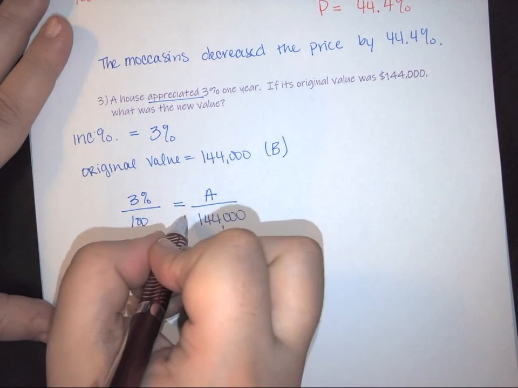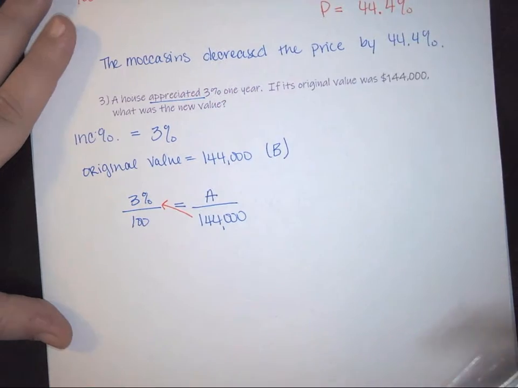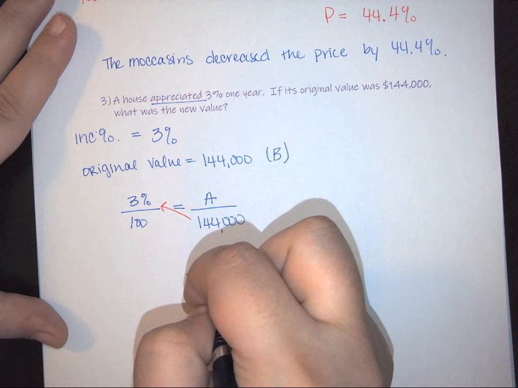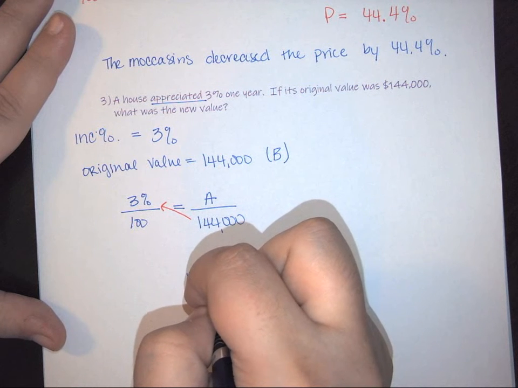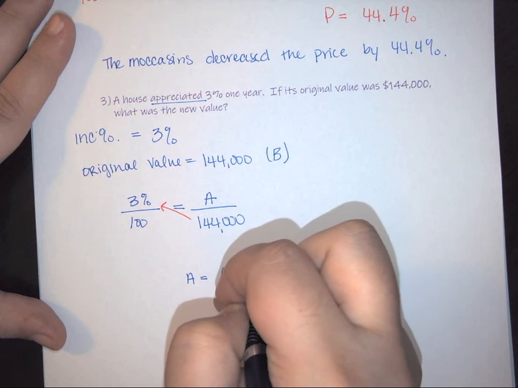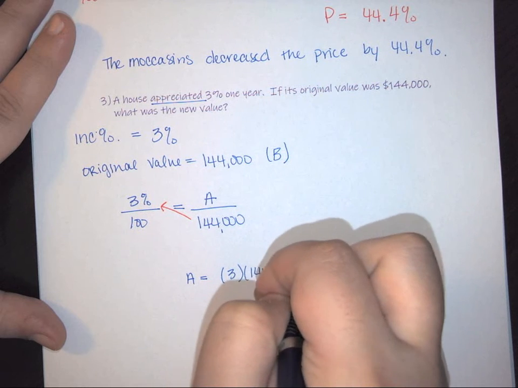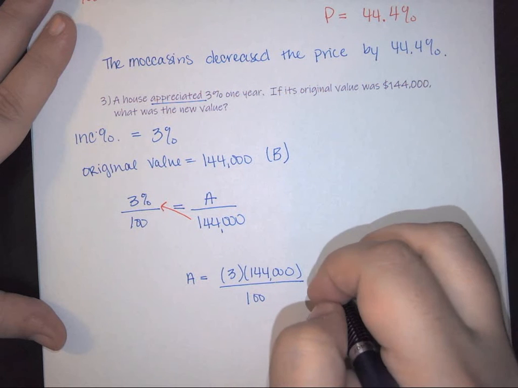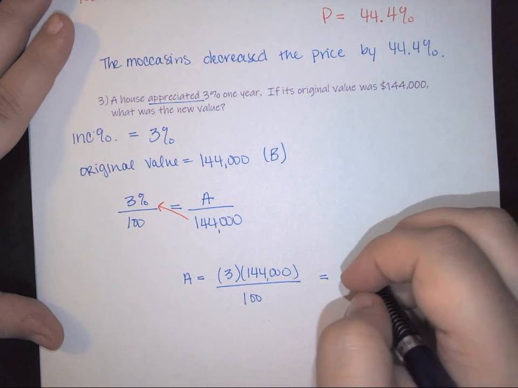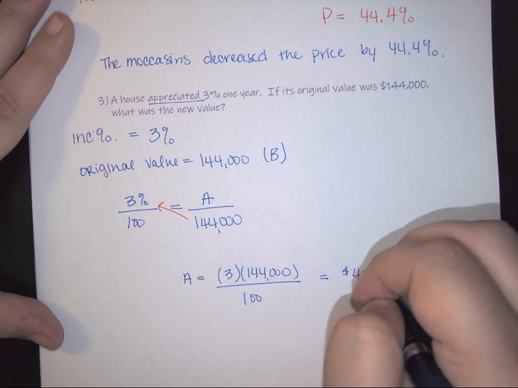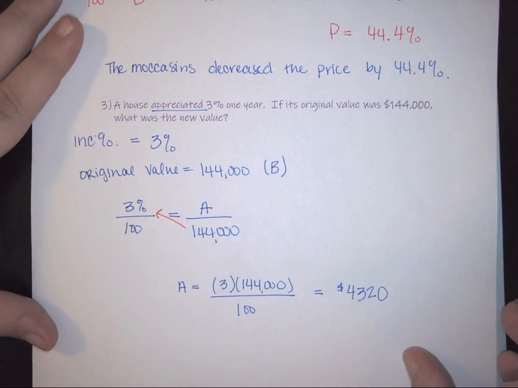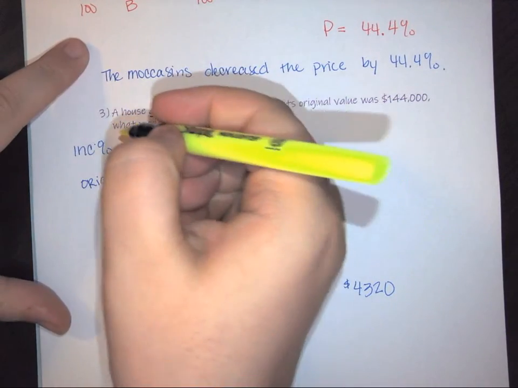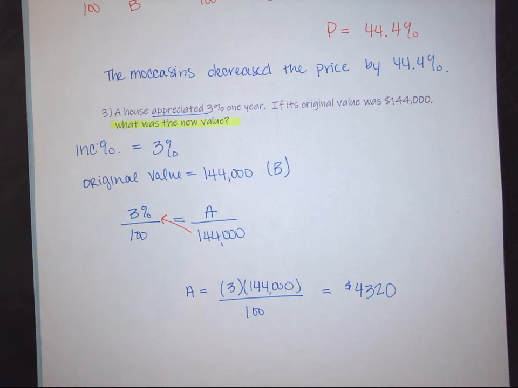So here to solve this, I would pull my 144,000 up. So we end up getting that A is going to be 3 times 144,000 divided by 100. So we find out that this is going to be 4320. Now, that is not actually the answer. In this problem, what we're looking for is the new value.